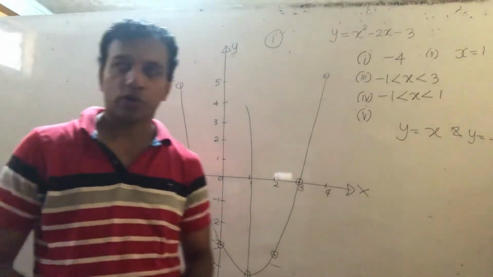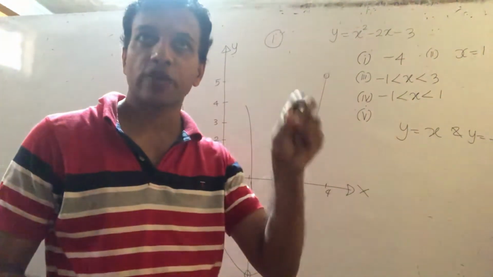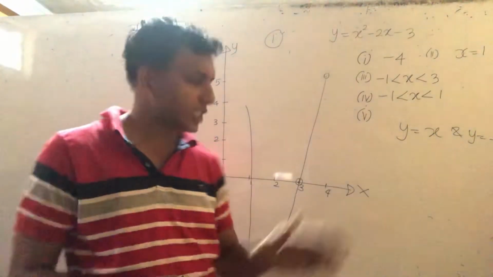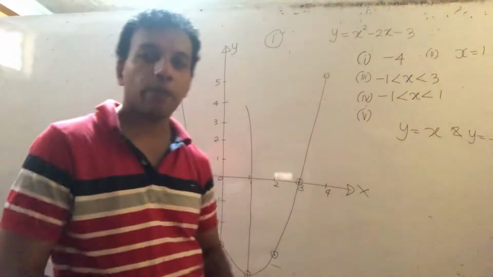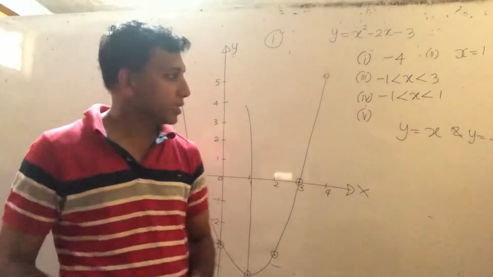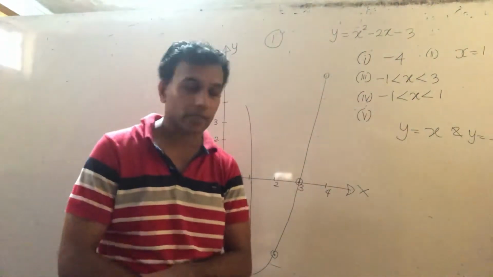So graph means not only this parabola. You have studied the grade 9 straight line graphs, grade 10 also. So a combination comes in the final paper. The major part is parabola, and in some other parts you have the straight line combined with that. So now we ask for the graph on the same graph sheet, the same coordinate axis.